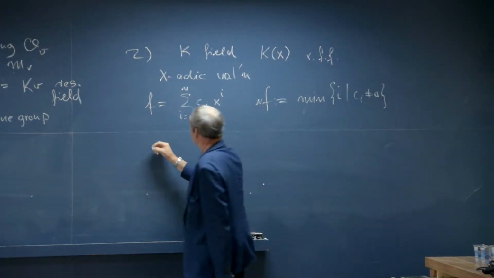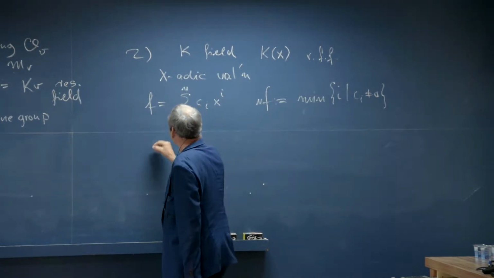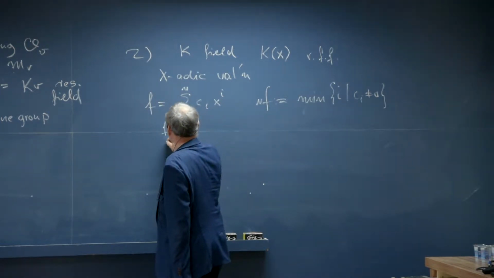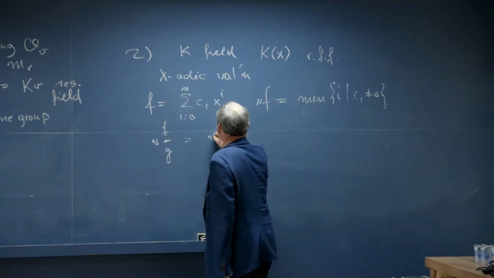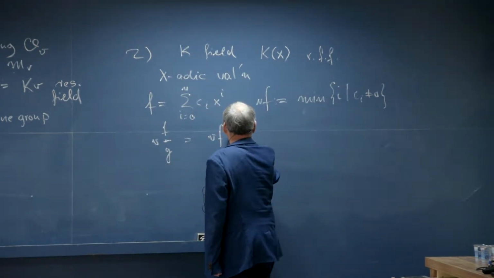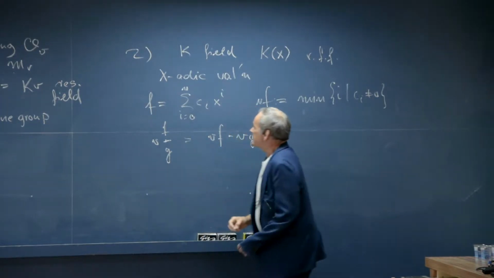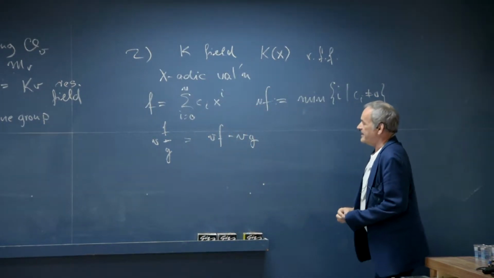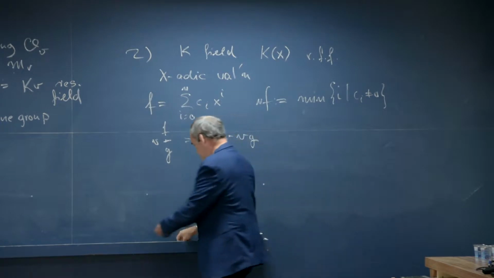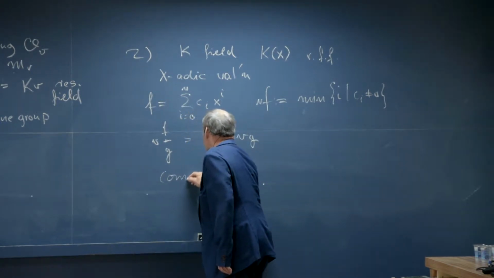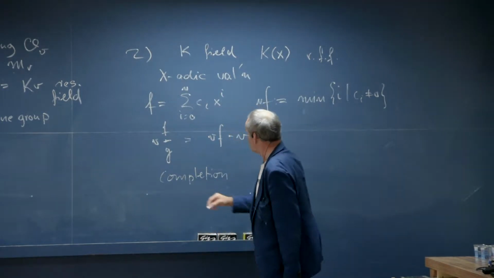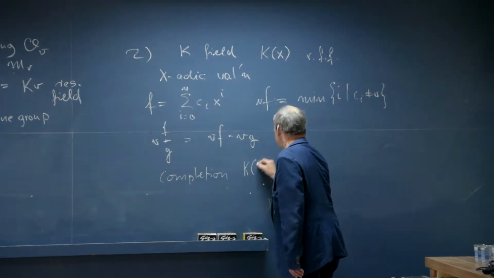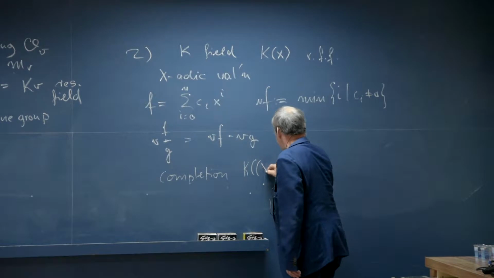Okay, this is only the valuation on the polynomial ring. So if we have f over g, then v of f over g is v of f minus v of g. That's the x-adic valuation on K(x), and here the completion is what we write as K double brackets x.